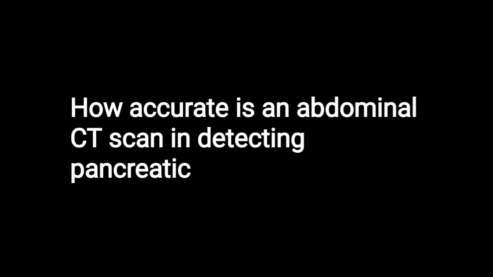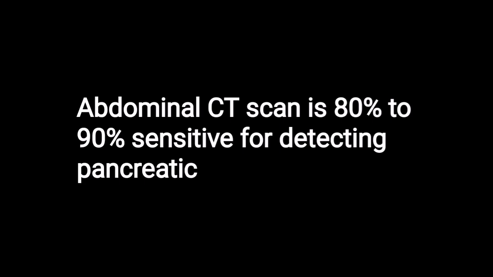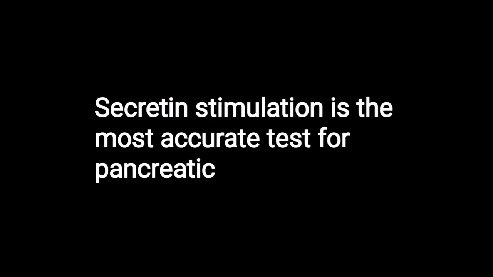242. How accurate is an abdominal CT scan in detecting pancreatic calcification? Abdominal CT scan is 80 to 90% sensitive for detecting pancreatic calcification. 243. What is secretin stimulation testing and why is it important? Secretin stimulation is the most accurate test for pancreatic function, measuring bicarbonate-rich fluid release.